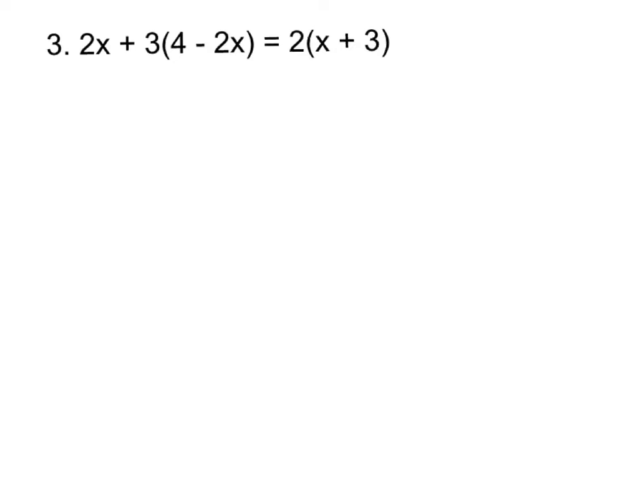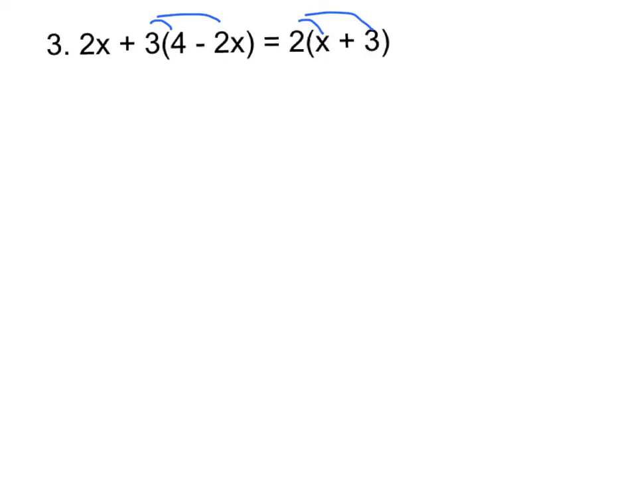Example number 3. 2x plus 3 times the quantity 4 minus 2x equals 2 times the quantity x plus 3. In this problem, how many times are you going to have to do the distributive property? It's going to be twice, because you have 2 sets of parentheses to get rid of. So the first thing we have to do is, what are we going to distribute? We're going to distribute a 3. We also have to distribute a 2.